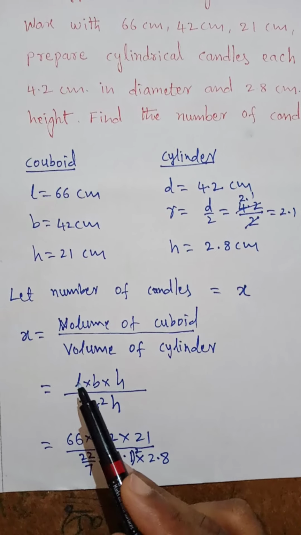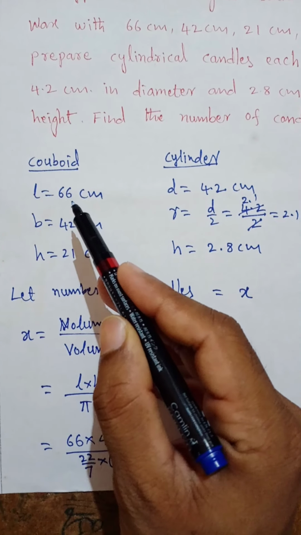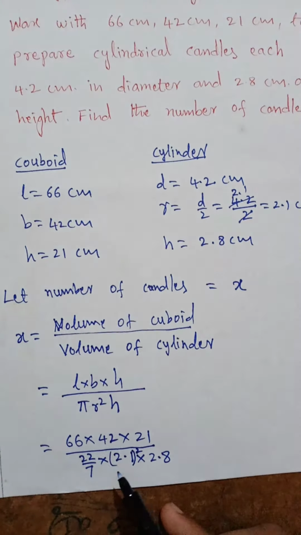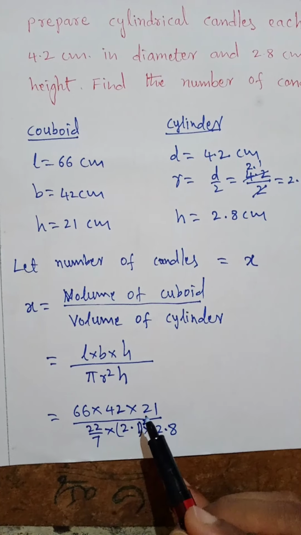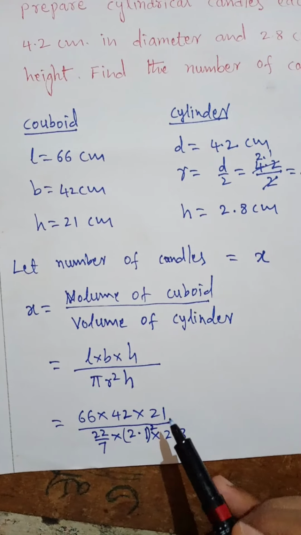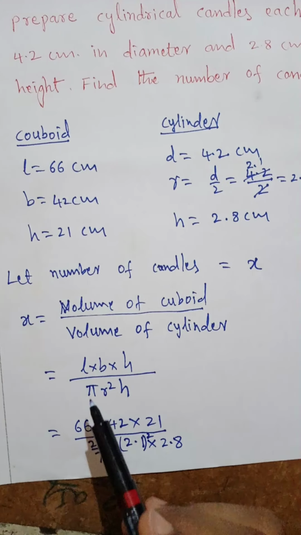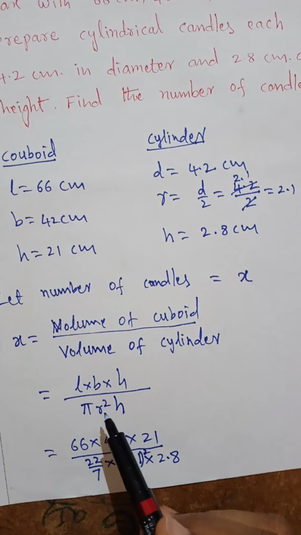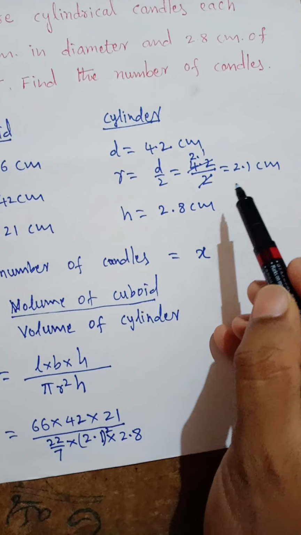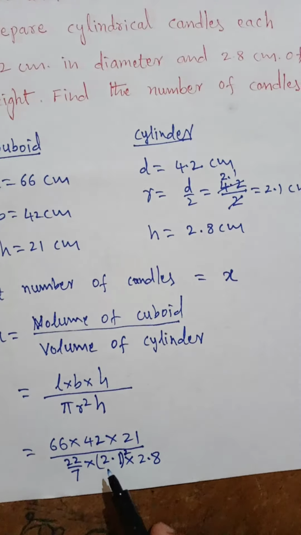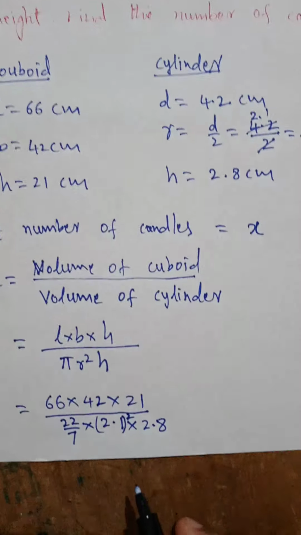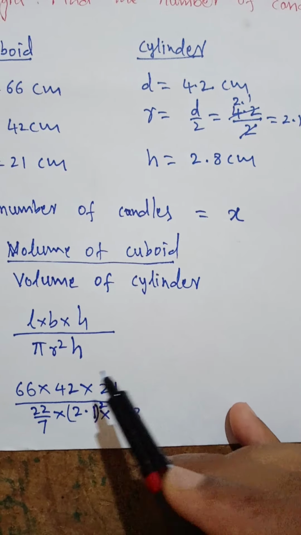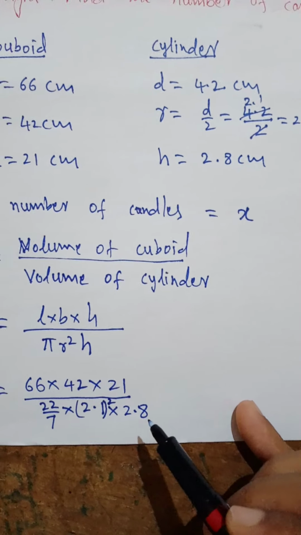Here l equal to, how much is there? 66. Substitute here 66 into b equal to, how much is there? 42. 42 substitute here into h equal to 21, divided by, again pi, we already know this, 22 by 7 into, here r equal to, how much did you get here? 2.1 whole square into, again h equal to 2.8.